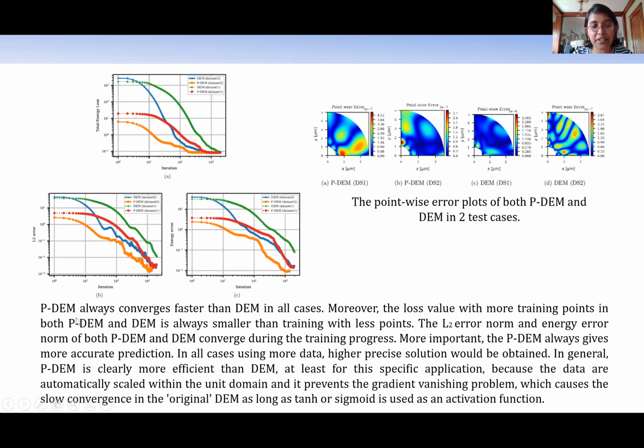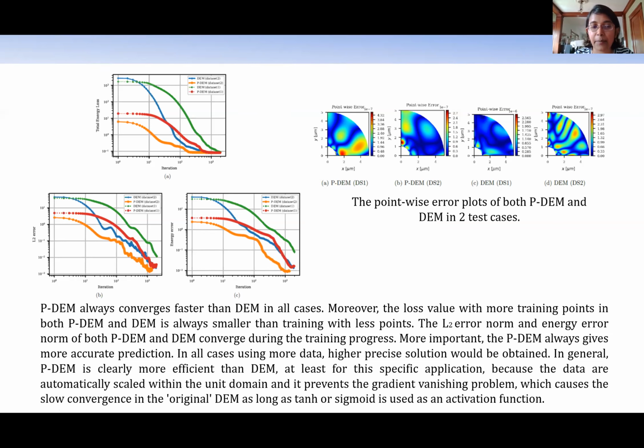So the parametric DEM converges faster than the DEM in all cases. Moreover, the loss value with more training points in both the parametric DEM and DEM is much smaller as the number of training cases increases. The L2 norm and the energy norm of both converge during the training progress. More importantly, the parametric DEM always gives more accurate predictions. In all cases, using more data, higher precision solutions are obtained.